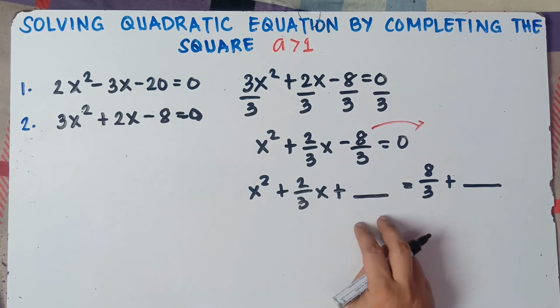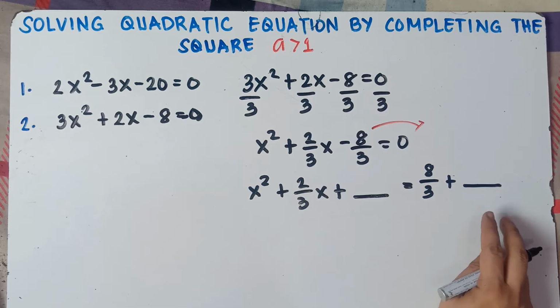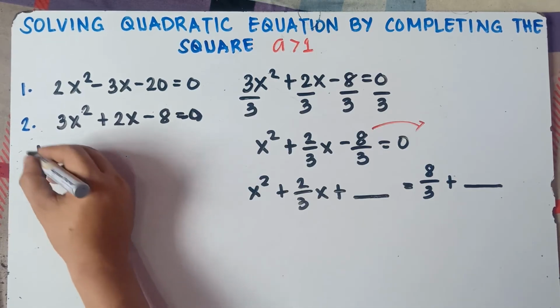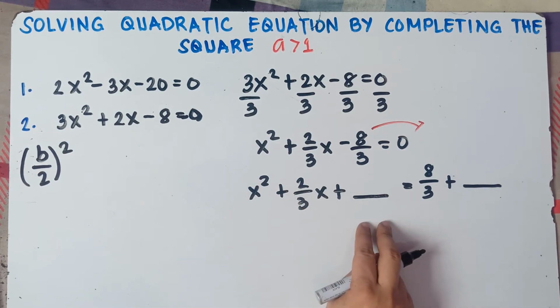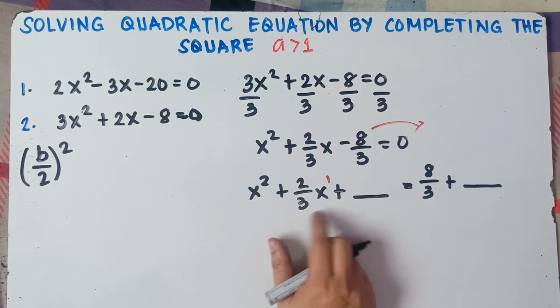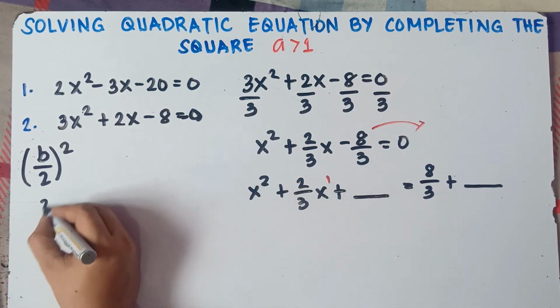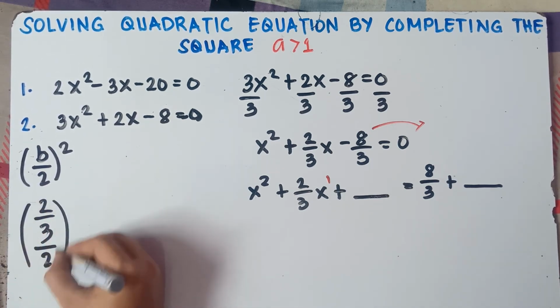What would be that number that we need to add on the left side is the same number that we need to add on the right side. And how to find that number, sir? The formula, class, that would be b over 2 quantity squared. So this is the formula, class, to find that number. So our b, class, is beside x with the exponent of 1, the linear term. So our b is 2 over 3. So 2 over 3 divided by 2 quantity squared.